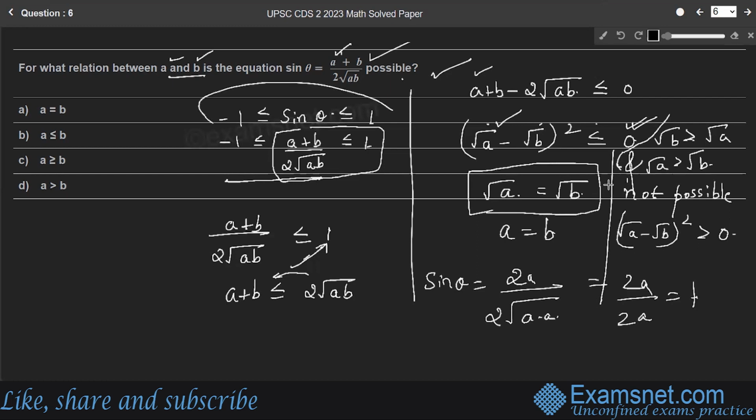Since sine theta lies between -1 to +1, it satisfies the given equation. So the value of sine theta should be within this limit, -1 to +1. Therefore, when a is equal to b, it is possible. The equation sine theta is equal to (a plus b) by 2 root ab is possible when a is equal to b. Option A is the right answer.